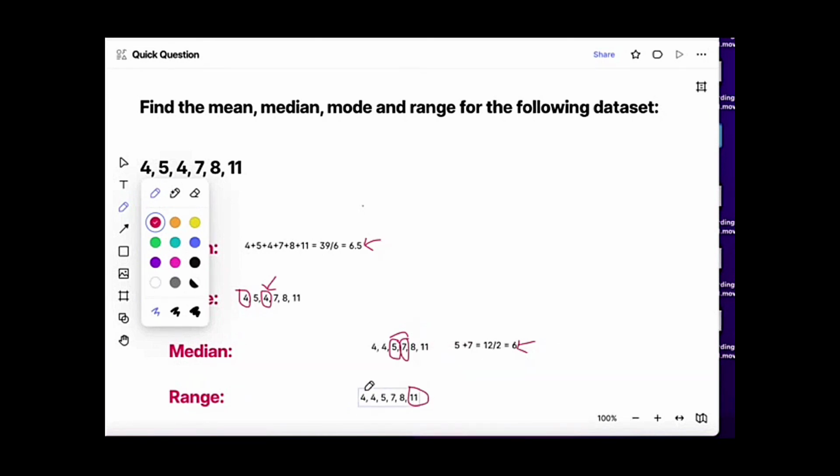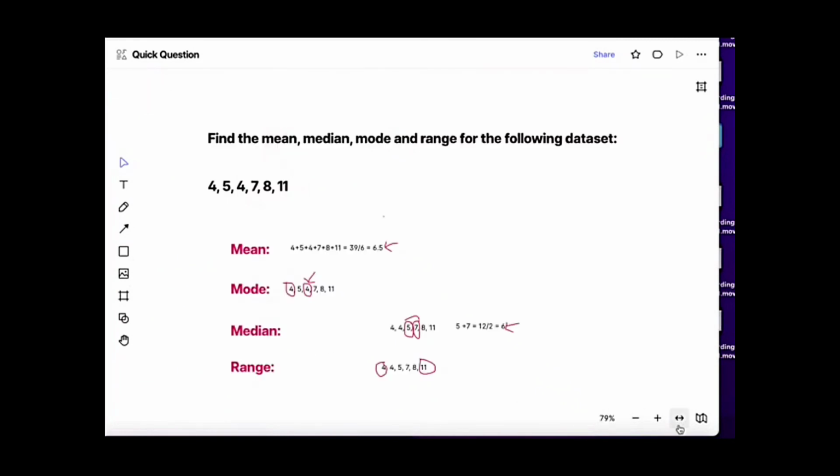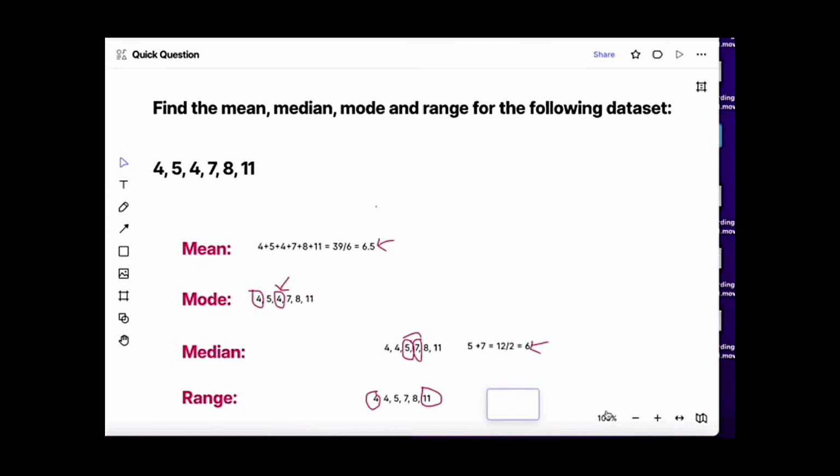Okay, so to calculate the range, we need to grab our highest number, which is 11. We need to grab our lowest number, which is a 4, and we want to subtract them from each other. So let's grab them here. Let's make this bigger. Can you see what I'm doing? Okay, we've got 11 minus 4. And what is that? That's a 7. Okay. So let's get our answer now ready to go.